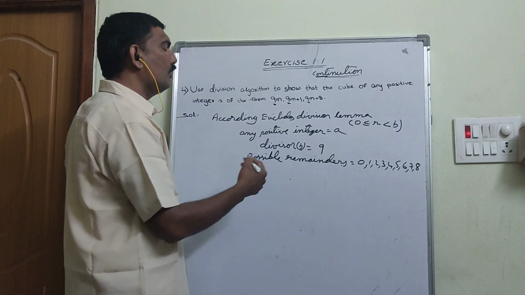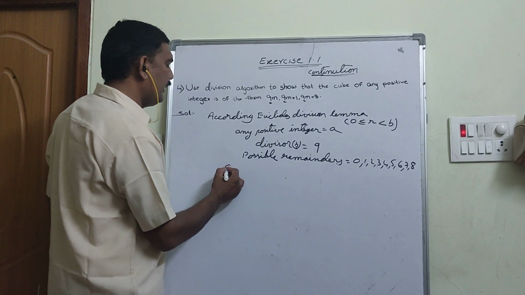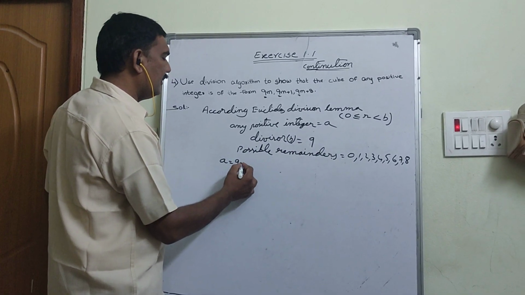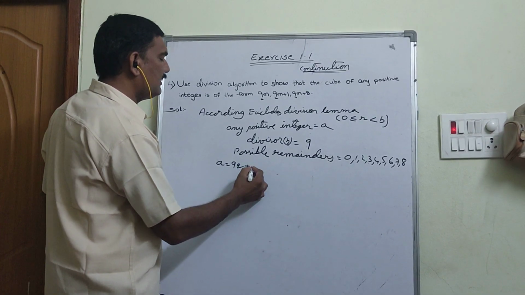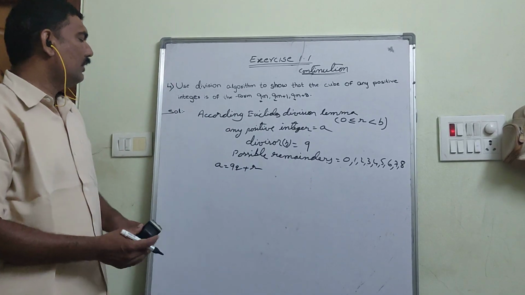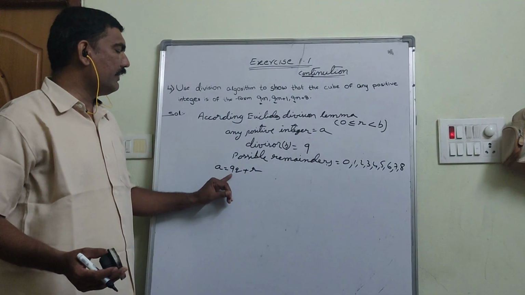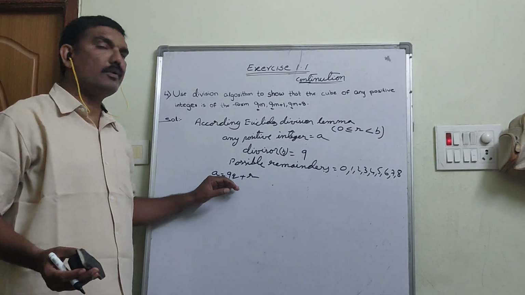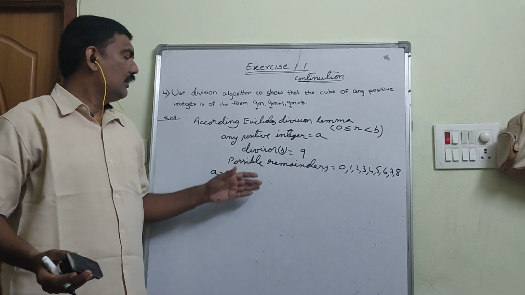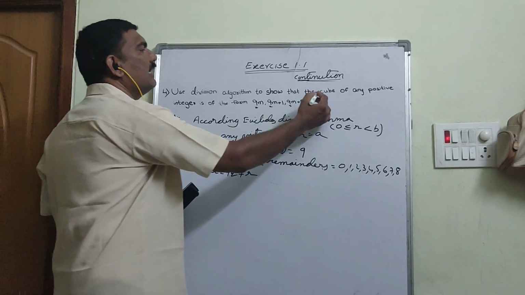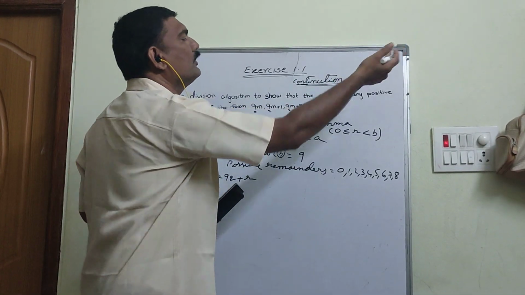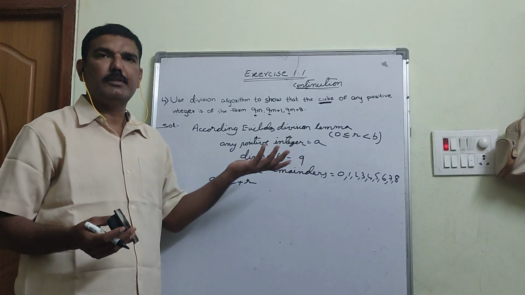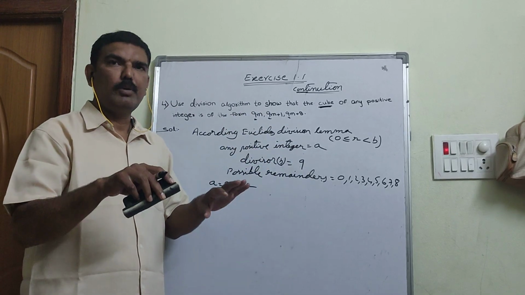Now you have to go through the problem. Positive integer I am taking as a, and divisor is 9. So any number, if you divide with 9, you will get some quotient and some remainder. A is equal to 9q plus r. Then what you have to do here? What he said? Cube of any positive integer. Positive integer is a. Cube of any positive integer means you have to do cubing on both sides.